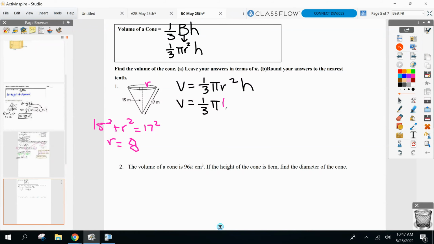So 8. So I plug in 8 squared, and they give me the height. And then Zach, finish this. Where's the height on here? 17 or 15? 15. Good. Apex down. Leave your answer in terms of pi first, and then we'll convert it to the nearest tenth. Leave your answer in terms of pi.